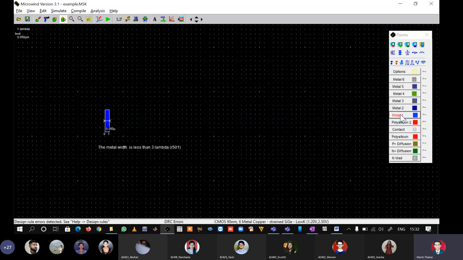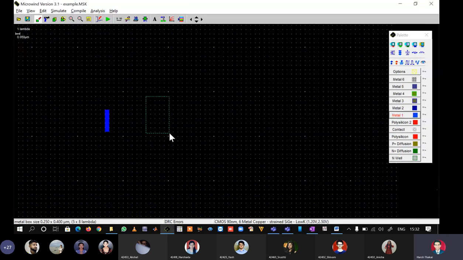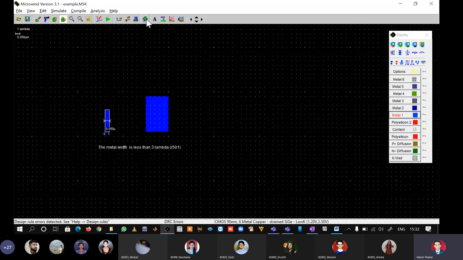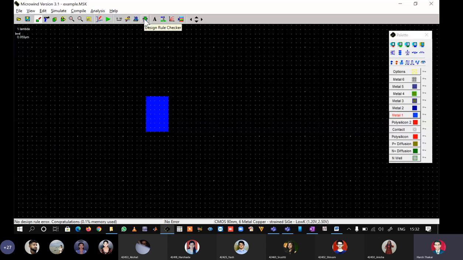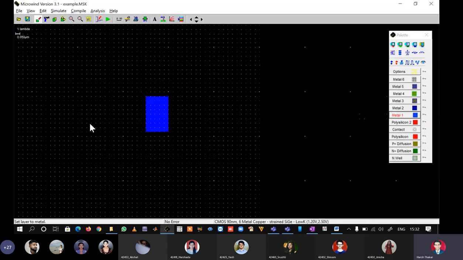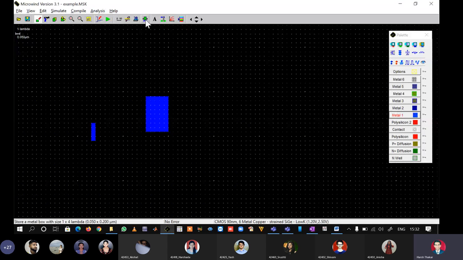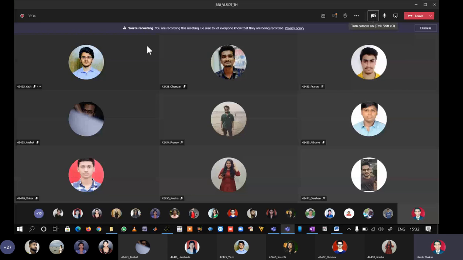Now I will draw a wider metal and we will see that it should not show an error. You see, it is not showing. If I delete this and run DRC, the metal width is greater than 3 lambda, so it is not showing any objection, but now it will show an objection. Is it okay? So we have verified the first one.